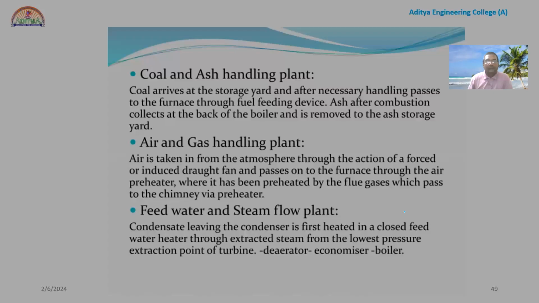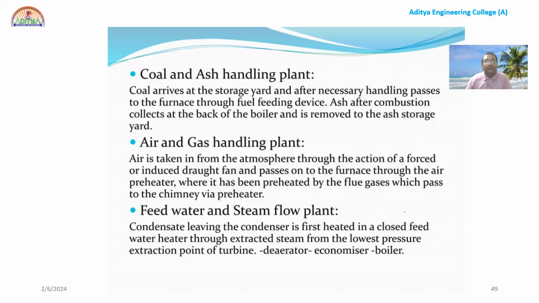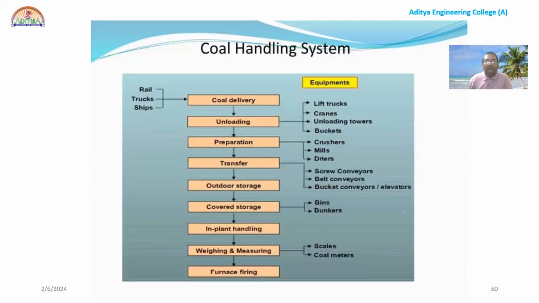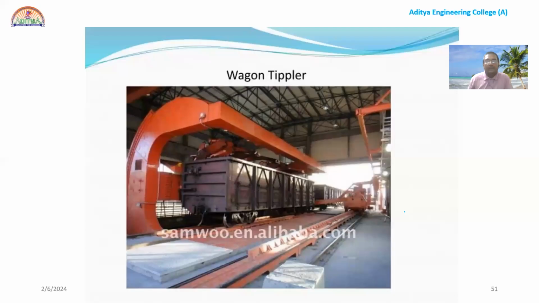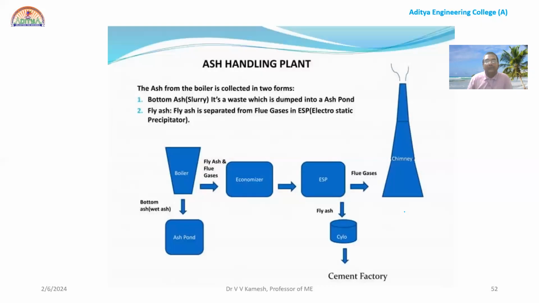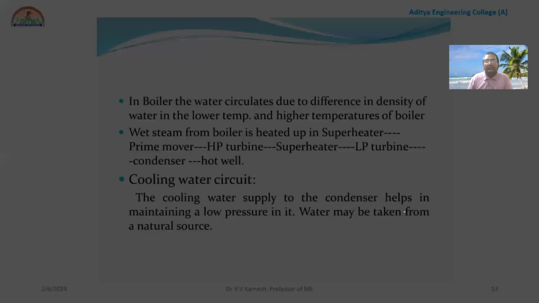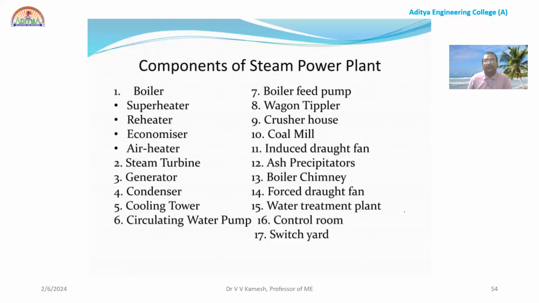Okay. So what are the functioning of this coal plant, ash handling plant, or gas handling plant, feed water, right? So this is the coal handling system. You need not worry about this. This will not be given to you. And these are the wagons by which we are bringing the coal, right? And this is simply the ash handling. And these are the complete number of parts of your steam power plant.